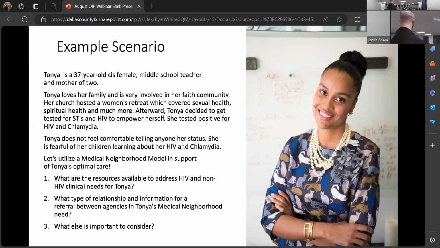Yeah, so what we want you to do is to continue talking as a small group for probably about 6 or 7 minutes at least about this one question. Let's model a little bit for the second one. So what type of relationship and information for a referral between agencies is Tonya's medical neighborhood gonna need?